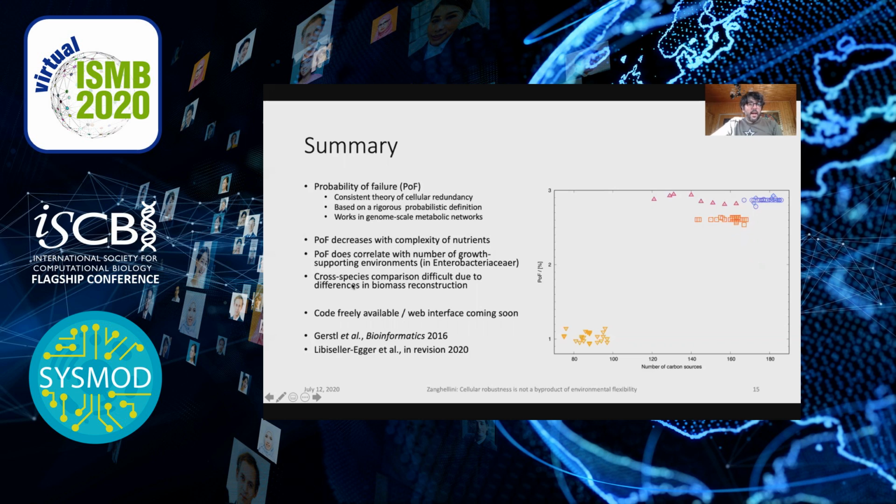And we also find that the cross-species comparison for Trichoderma and E. coli, for instance, is difficult because of differences in the reconstruction. We have calculated all this with software that is already available on GitHub. There's a web interface that's coming soon. And there is already some publication available, and also some work that is to be published soon, hopefully.